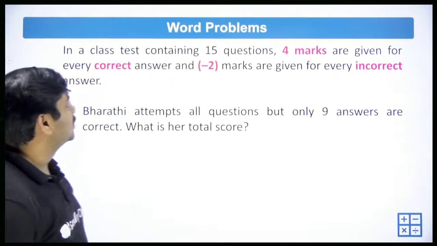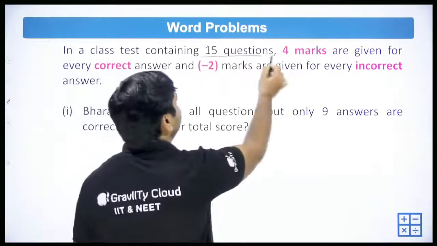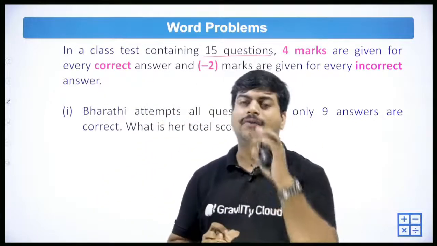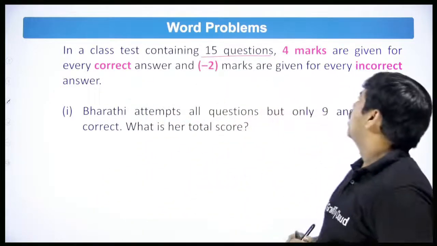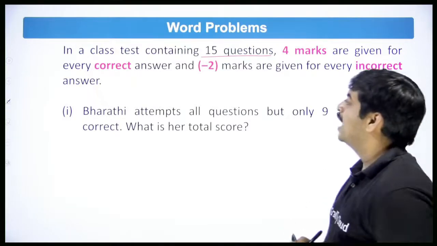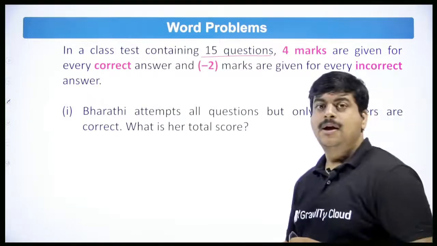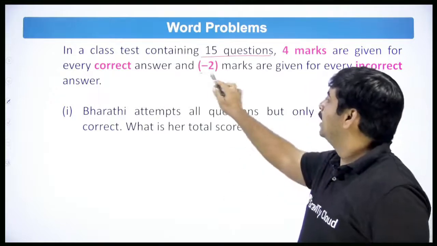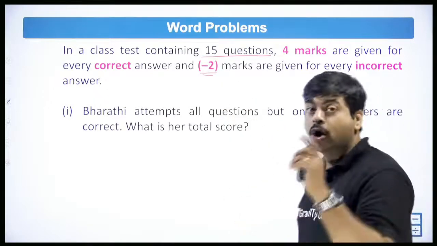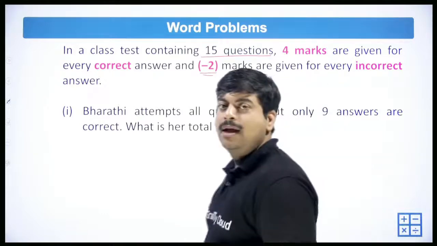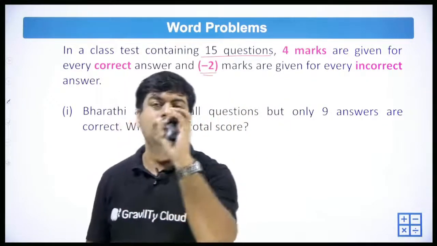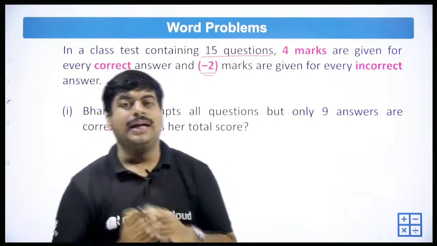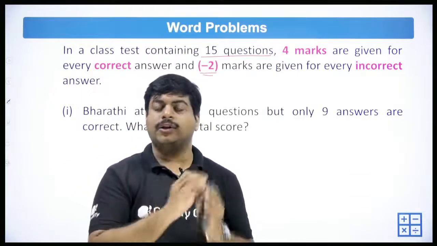In a class test containing 15 questions, okay, you're writing an exam. The total questions you're having are 15. The point here is 4 marks are given for every correct answer and minus 2 marks are given for every wrong, incorrect answer. It's not that you will get 0 marks for a wrong answer. Here you are having negative marking. Negative marking means if you write wrong, you will lose marks.